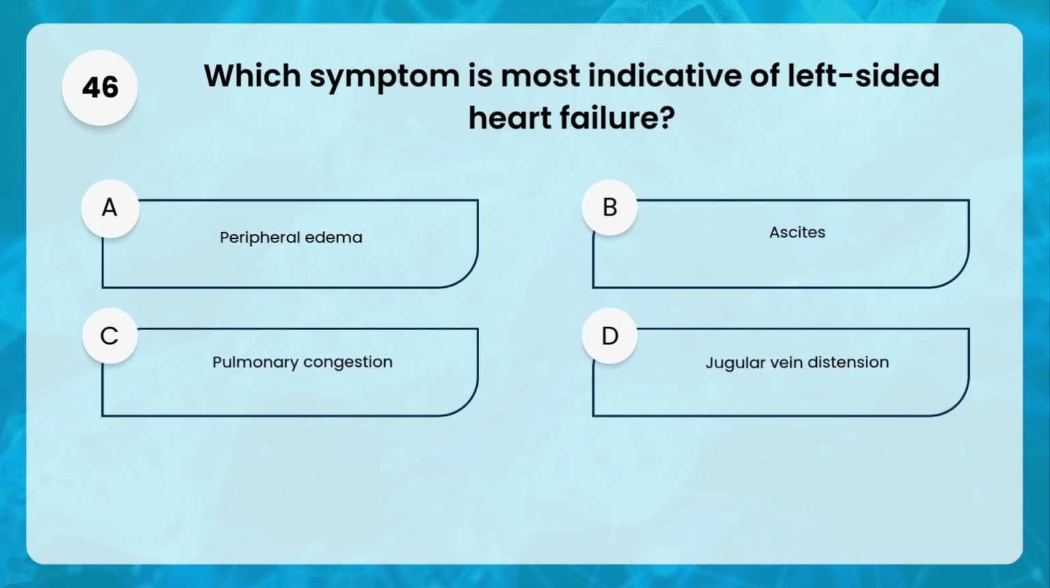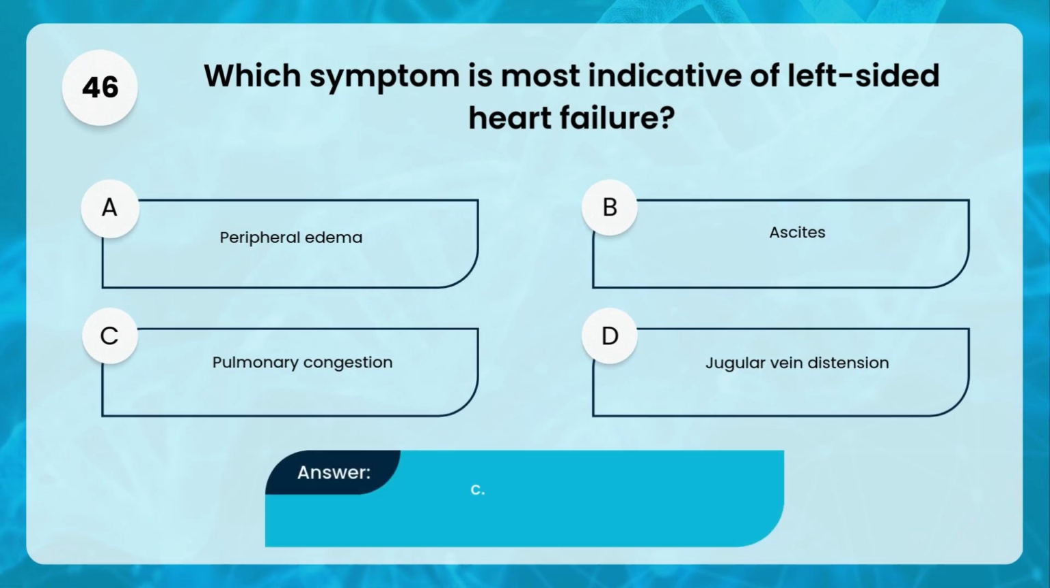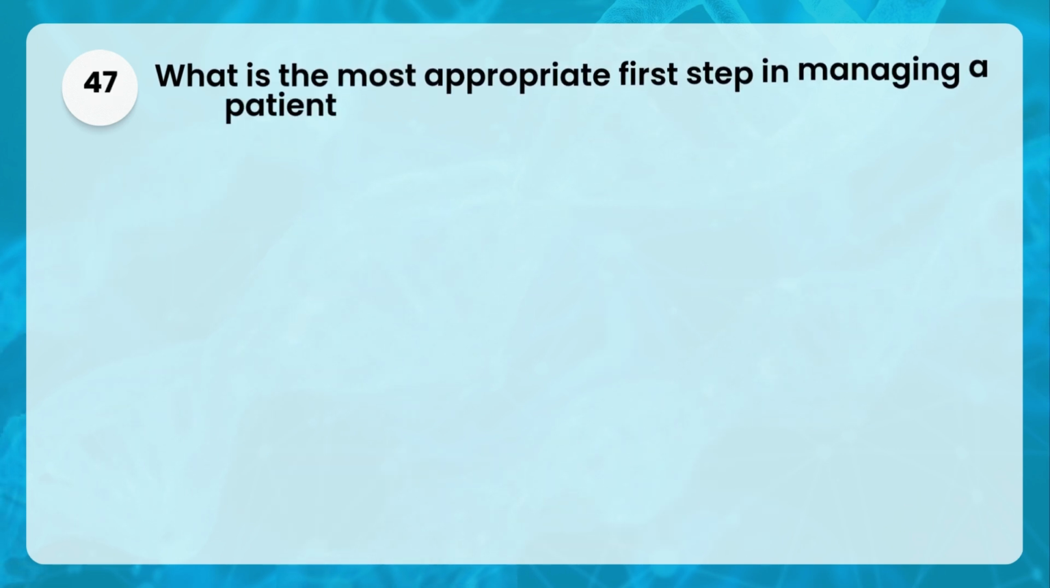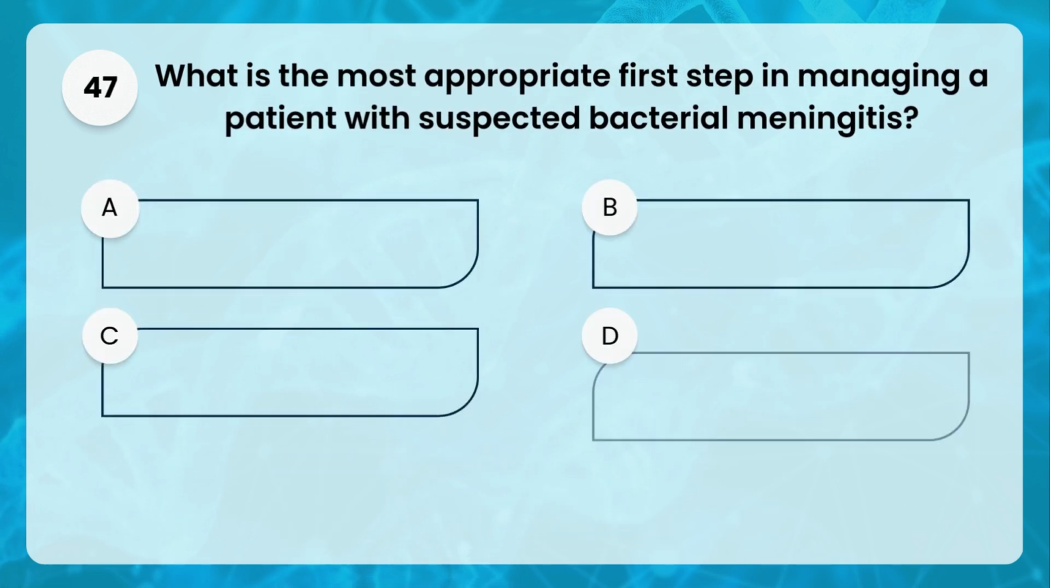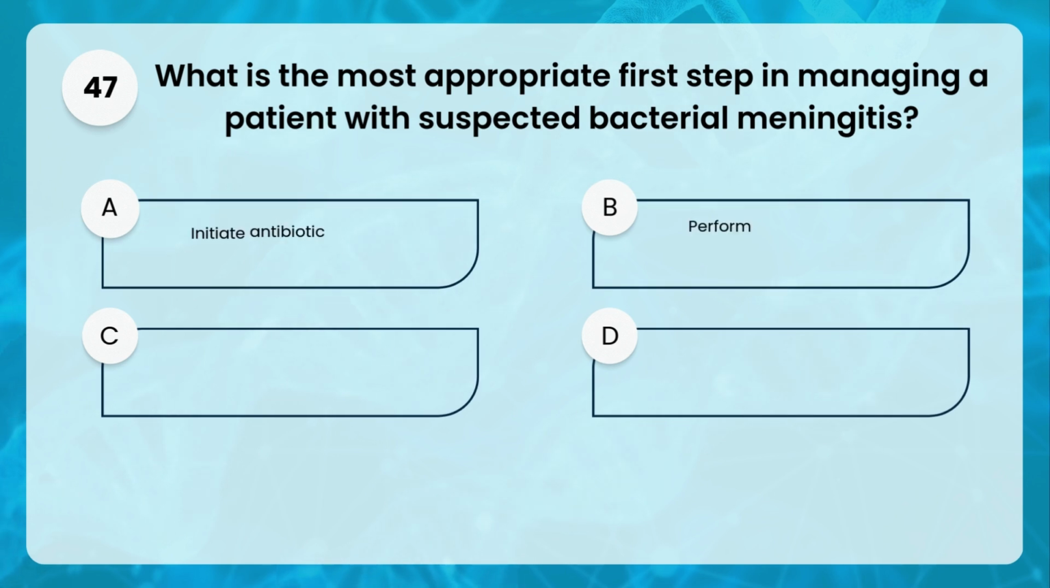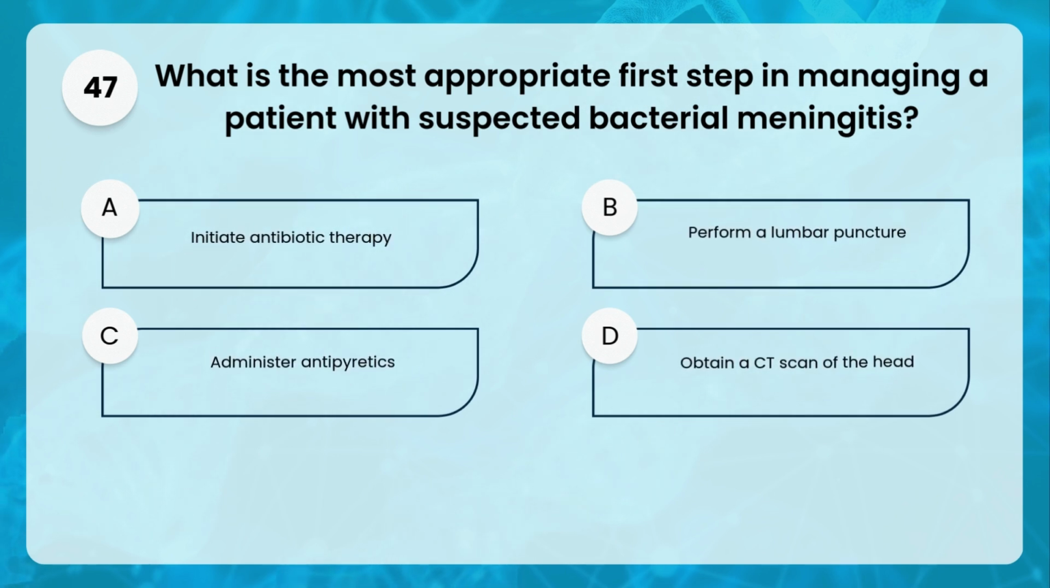A. Peripheral edema, B. Ascites, C. Pulmonary congestion, or D. Jugular vein distension? The answer is C. Pulmonary congestion. Number 47. What is the most appropriate first step in managing a patient with suspected bacterial meningitis?